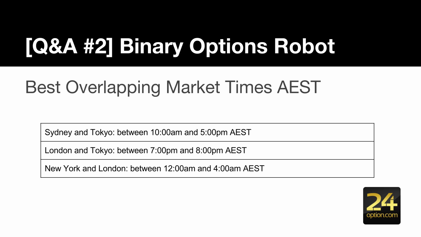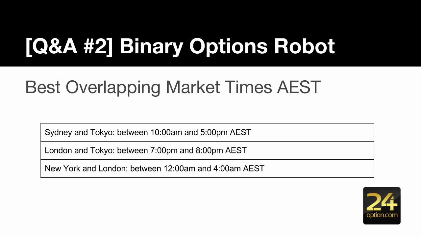So the best overlapping market times, remember these are all in Australian Eastern Standard Time, which is GMT plus 10. If you're watching this video in another time zone, just remember that you're going to have to minus 10 hours to get your time zone. Or just search on the internet for best forex market times and you'll probably find one in your time zone. In Australian time, it's between the Sydney and Tokyo markets, between 10 AM and 5 PM. So that's pretty much the whole working day in Australia.